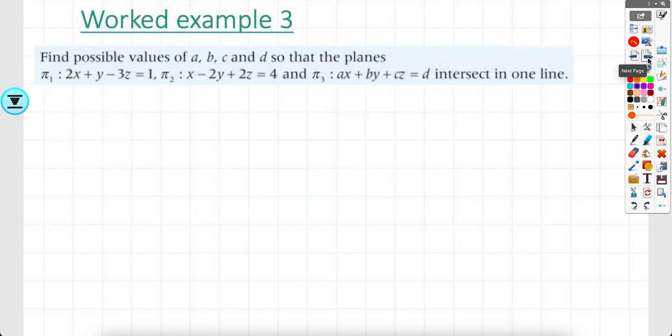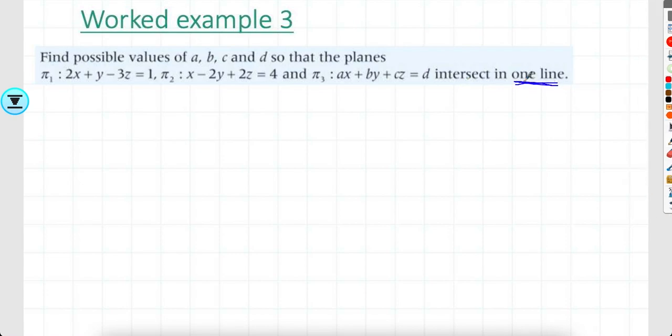Now we'll head to a slightly different question, a bit unusual, but hopefully step by step I'll make it clear on how to approach this question. So we're looking at 3 planes, and we're looking at them intersecting in one line. Now, one line meaning they have infinitely many solutions. Now the issue is I have 3 unknown parameters here, so I can't approach it exactly like the previous question. Plus I'm looking at one line, not one point. So what do we do in this case?